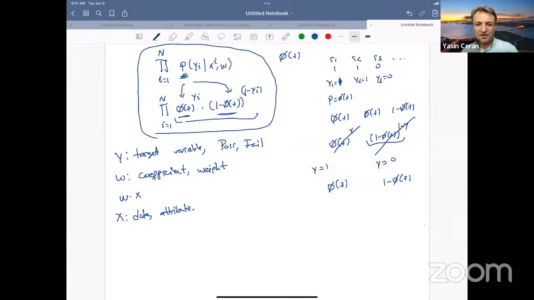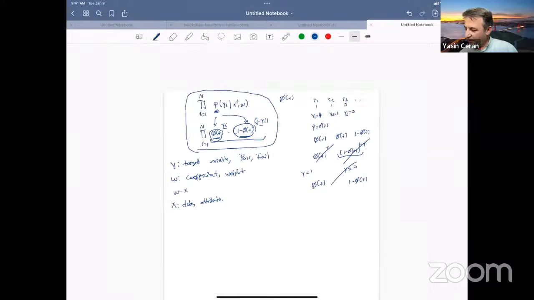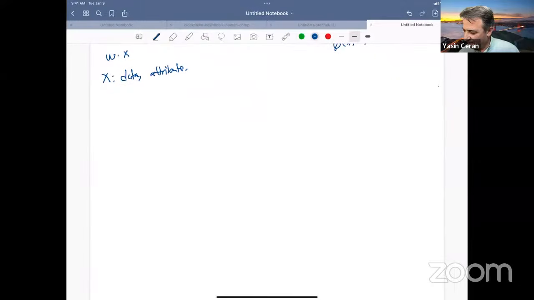So again, the probability is phi of z. Remember how we came up with phi of z. And if y is 1, we're going to use phi of z. If y is 0, we're going to use 1 minus phi of z. So that is depending on yi. If y is 1, we're going to use this one. If y is 0, we're going to use this one. All right. Now let's continue, guys.